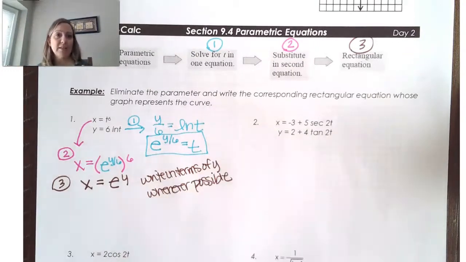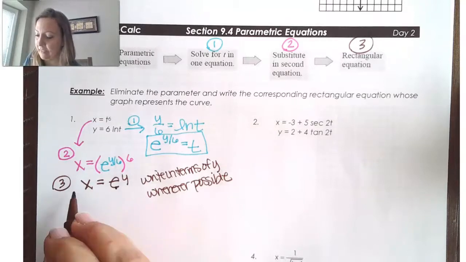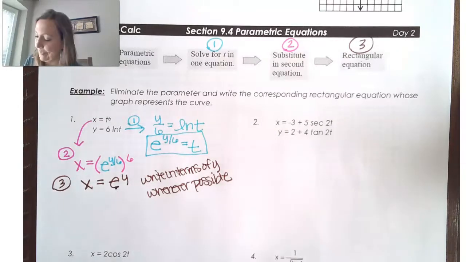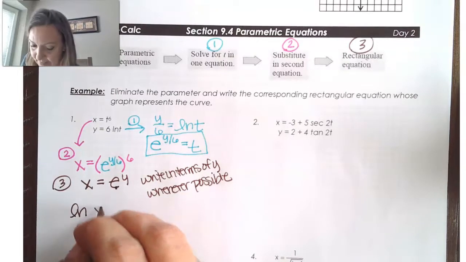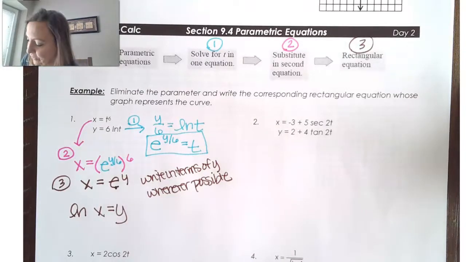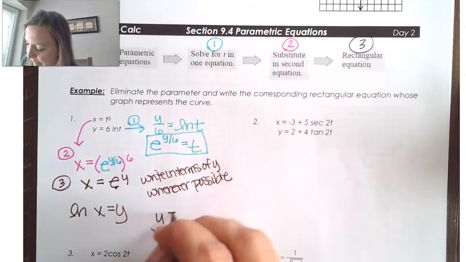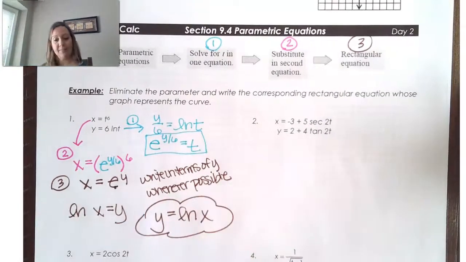So since y is in the exponent, now we're going to go from exponential to logarithmic form. So this is going to be log base e of x equals y. But we don't write log base e, we would write the natural log of x equals y. So that would be our rectangular equation. I'll write it, it's a little prettier here. y equals the natural log of x.